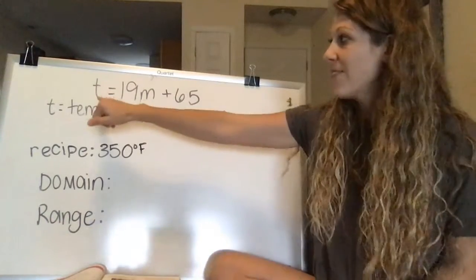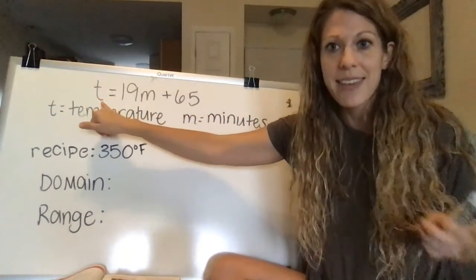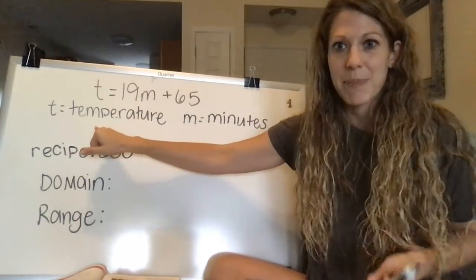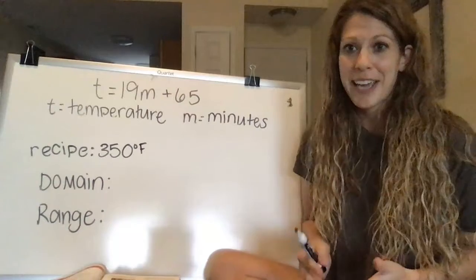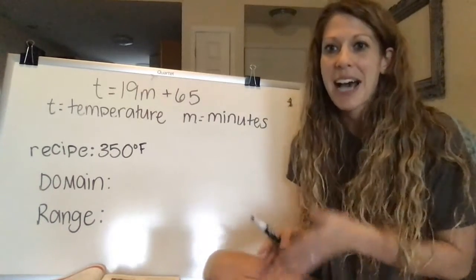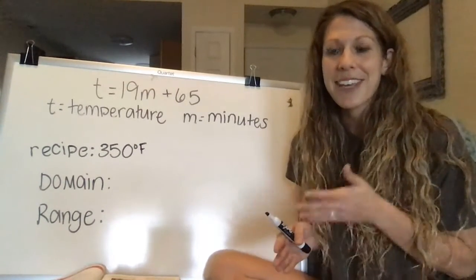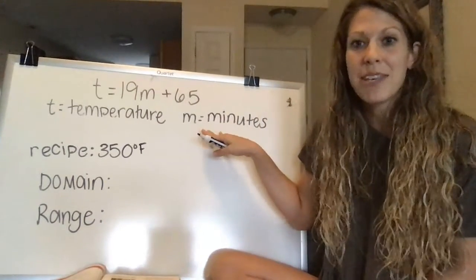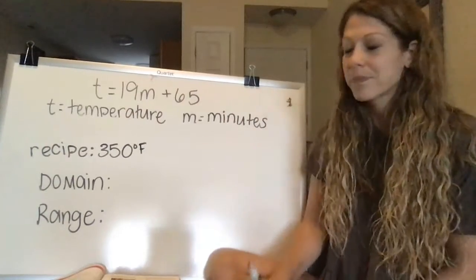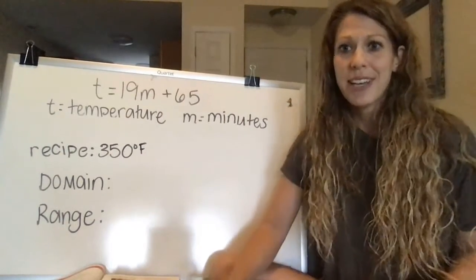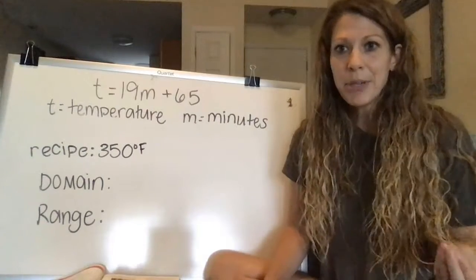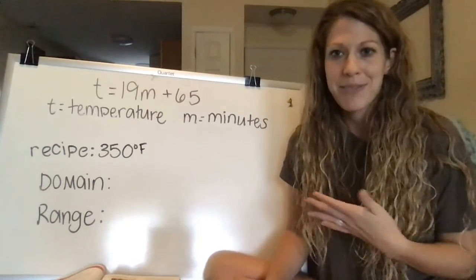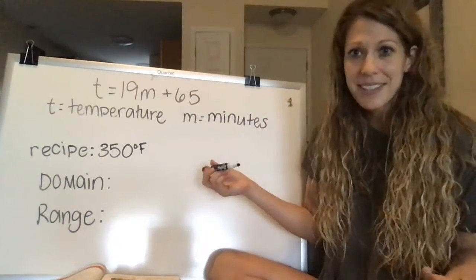One trick was if you have a variable isolated, usually that's your dependent variable. So usually this one is going to be our dependent variable. Another trick I gave you was if one of your variables is dealing with time in any way, that's usually your independent variable. Minutes is time, so this is usually your independent variable. And then just using logic, which one depends on the other? The temperature of our oven is dependent on how many minutes have gone by since we've turned it on. So that solidifies things for us.